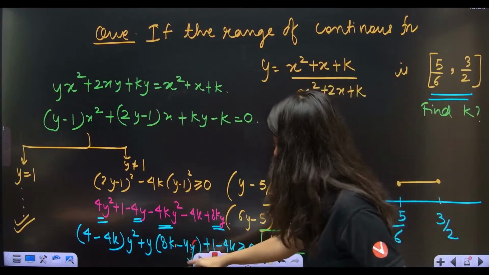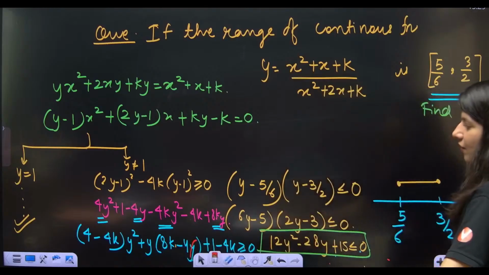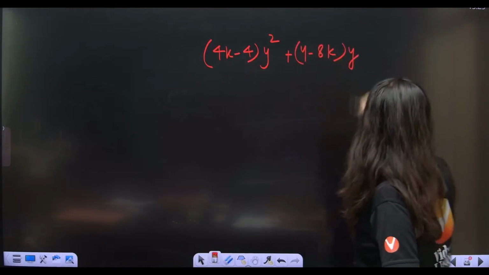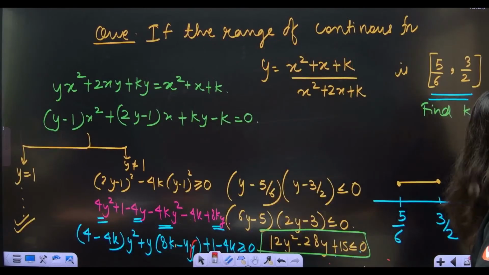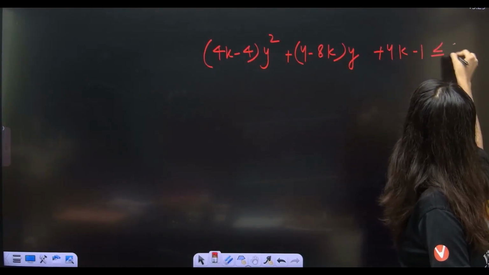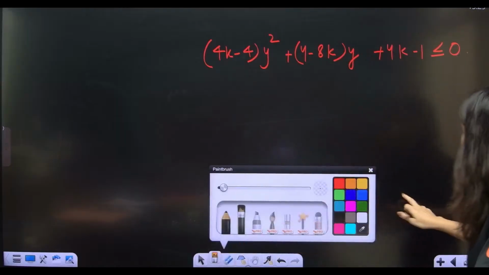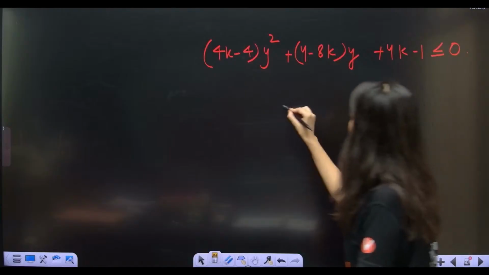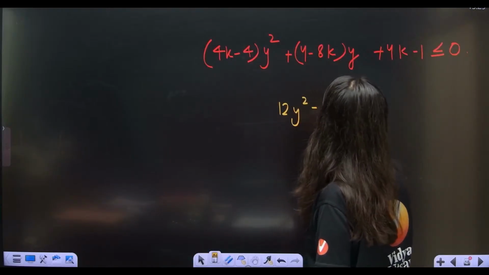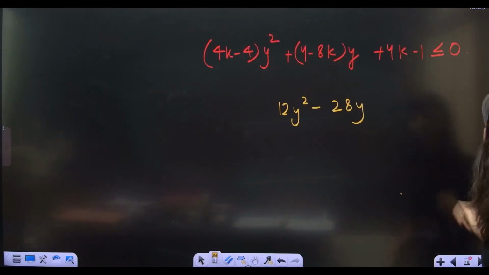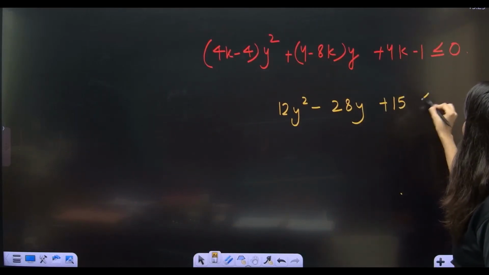Then you multiply. So this is actually 4 minus 8k, so plus 4 minus 8k y. And this is 4k minus 1, less than or equals to 0. But what is your quadratic? Can anybody tell me? 12y square minus 28y. Okay, and plus 15 less than or equals to 0.